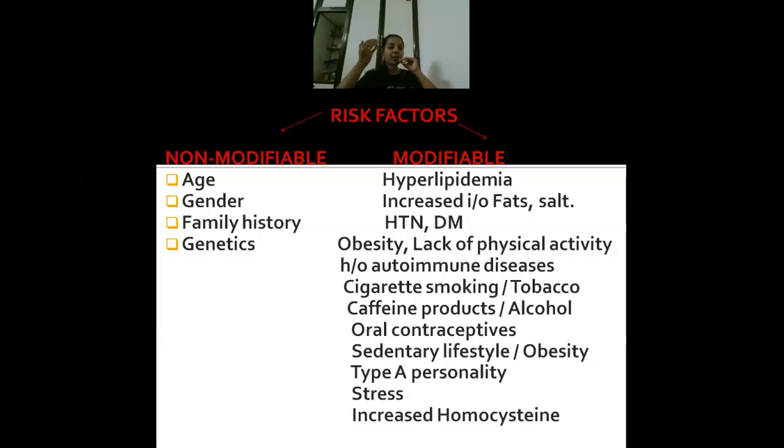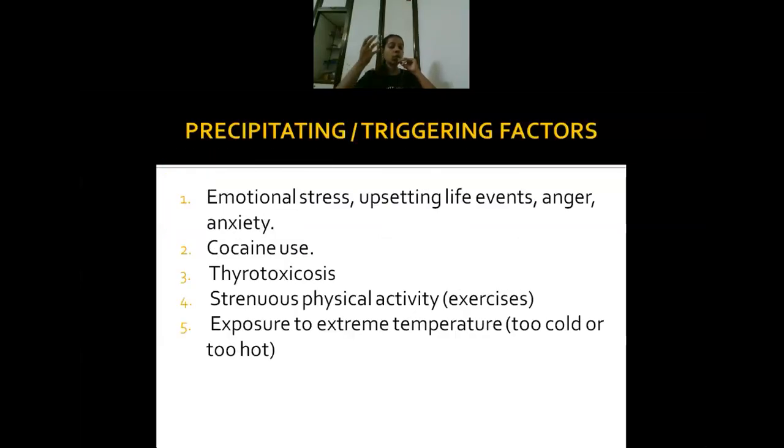Next is excess of stress, tension or anxiety, or people who are suffering with continuous infections or inflammatory disorders and so on, they also tend to be at increased risk. Next is increased homocysteine. I told you those who consume a lot of animal fat will have more homocysteine in the blood. They are at more risk of MI.